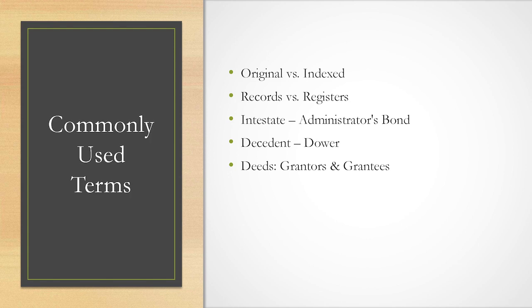Intestate means someone who dies without a will, and if you die without a will, you will have an administrator's bond. Decedent is another word for deceased, and a dower is land or property given to a widow. In Kentucky, the dower for a widow whose husband died intestate is half. Half goes to her, and then half is split amongst their children. And then for the deeds, grantors and grantees. Grantors do the selling, grantees do the buying. If you have to repeat that to yourself every time you go to the deeds, that's fine. I have to do it, kind of like singing the alphabet every time I have to get to a letter.